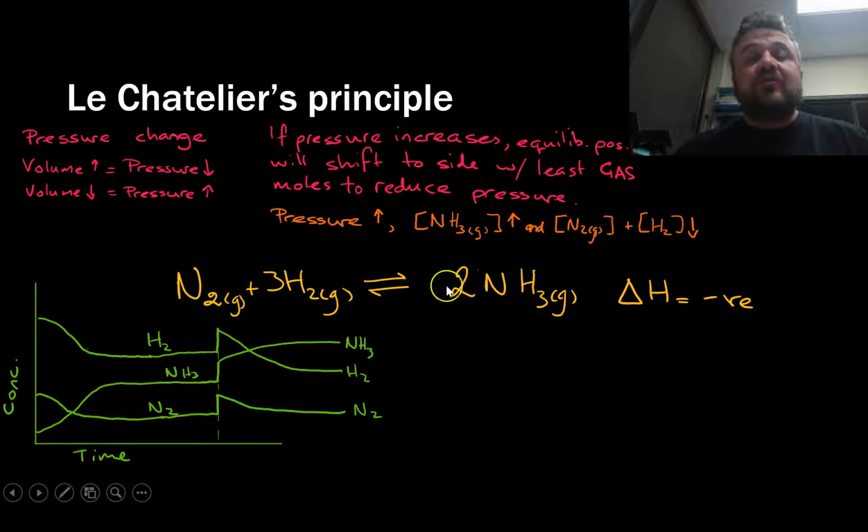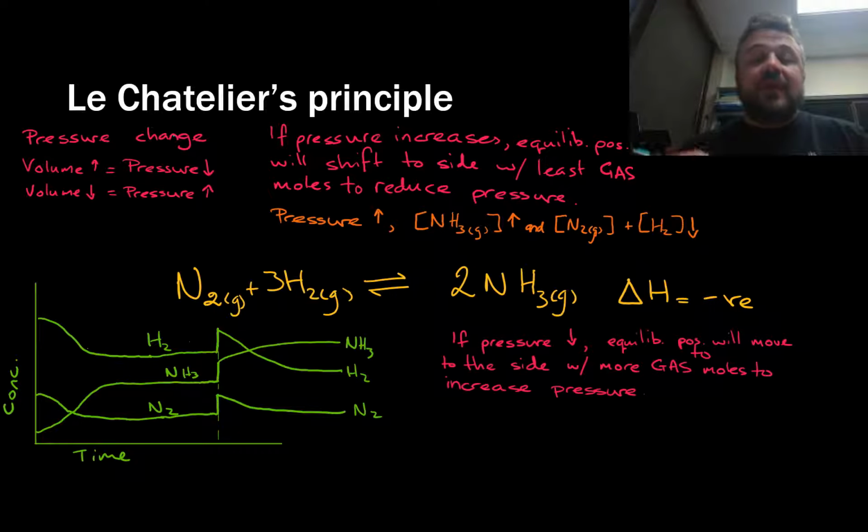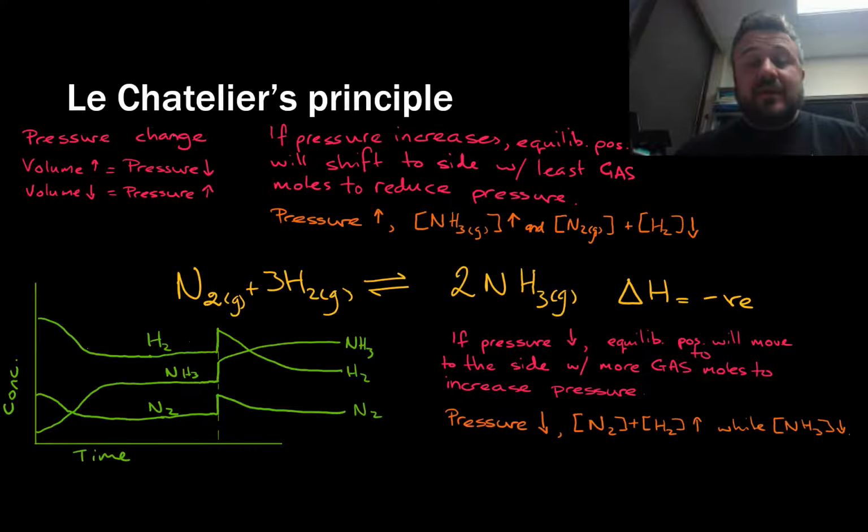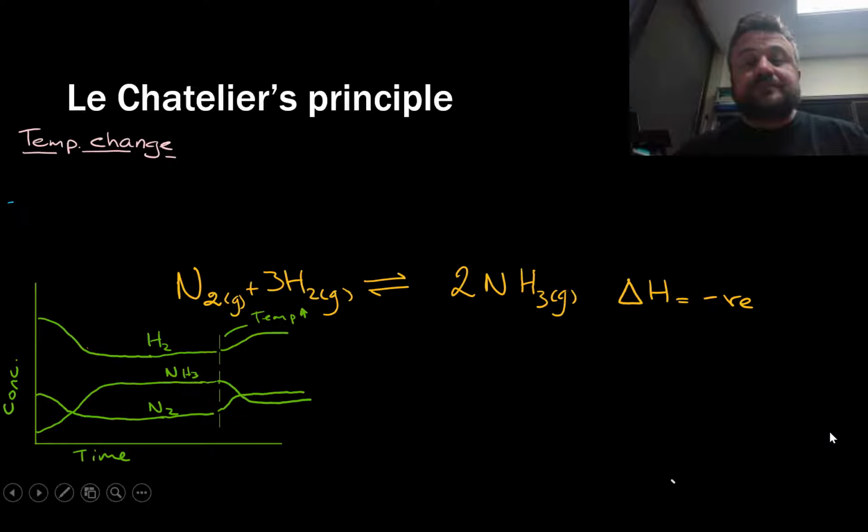And that's because we have 2 moles of gas on this side and 4 moles of gas over here. So if we increase the pressure, it'll shift to the right-hand side to make fewer moles of gas. If we decrease the pressure, the equilibrium position is going to move to the left-hand side to produce more moles of gas and thus increase the pressure. So if the pressure goes down, the nitrogen and hydrogen concentrations, remember that square brackets means concentrations, will increase while the ammonia concentration will decrease.